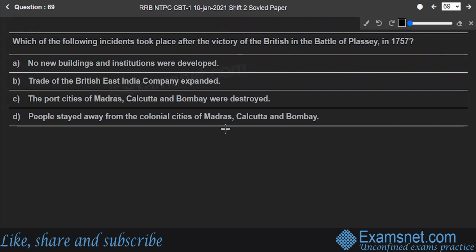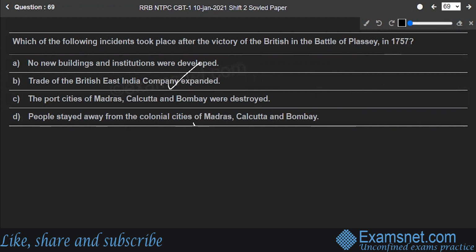Which of the following incidents took place after the victory of the British in the Battle of Plassey in 1757? No new buildings and institutions were developed, or trade of the British East India Company expanded, or the port cities of Madras, Calcutta, and Bombay were destroyed, or people stayed away from the colonial cities of Madras, Calcutta, and Bombay. The correct answer is that trade of the British East India Company expanded.